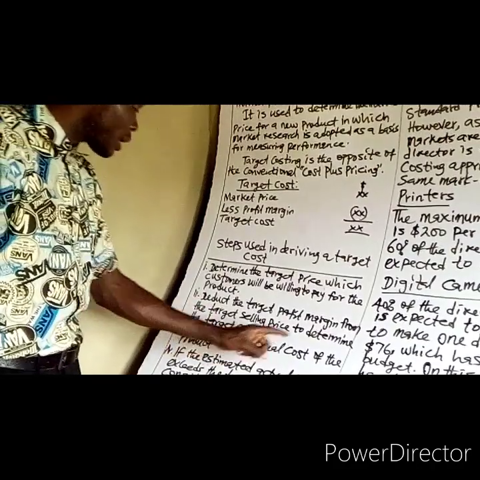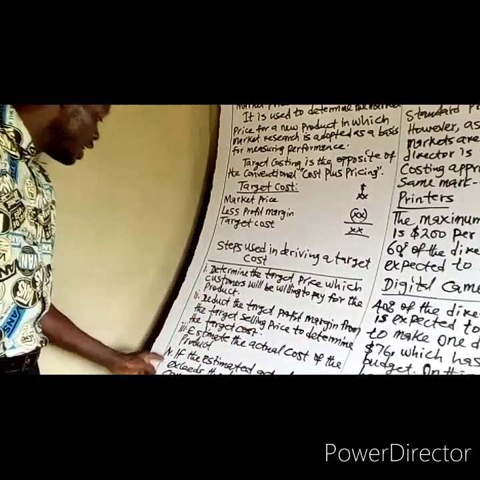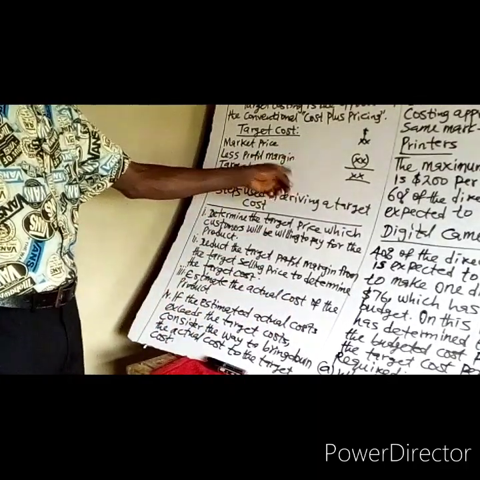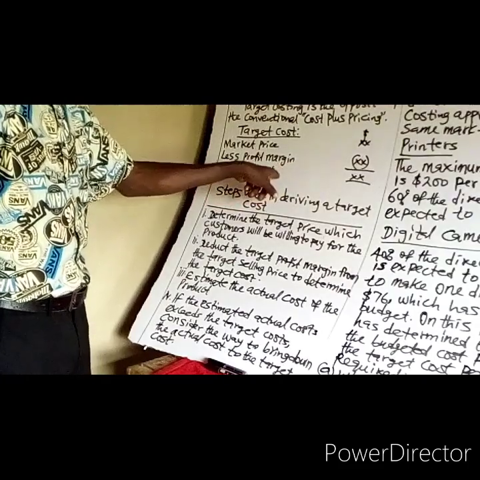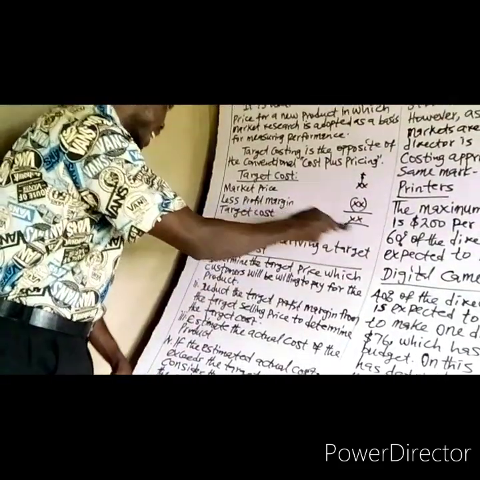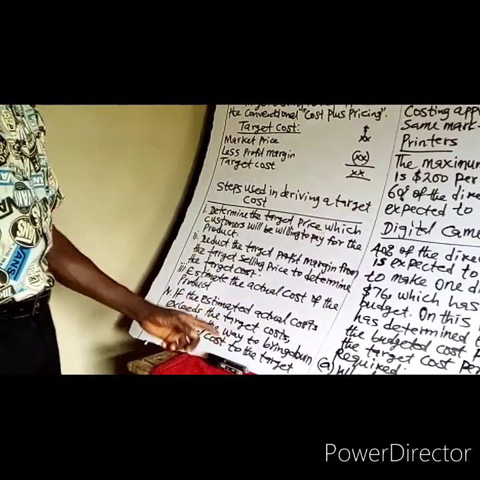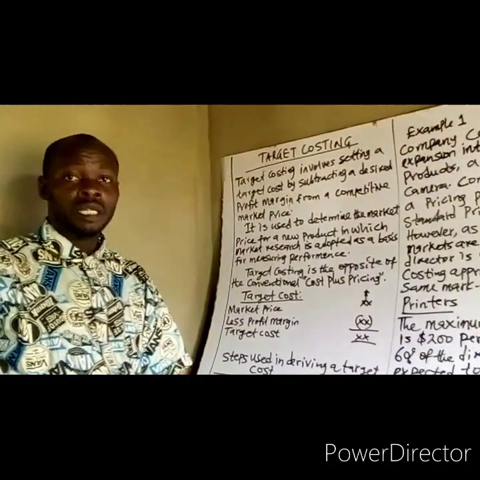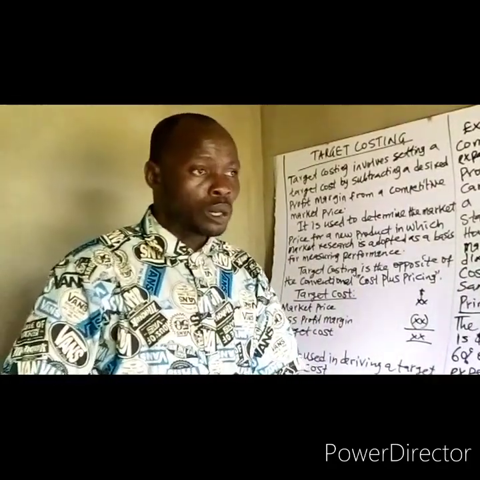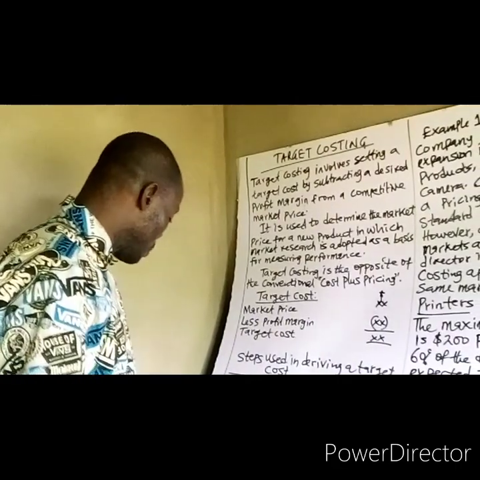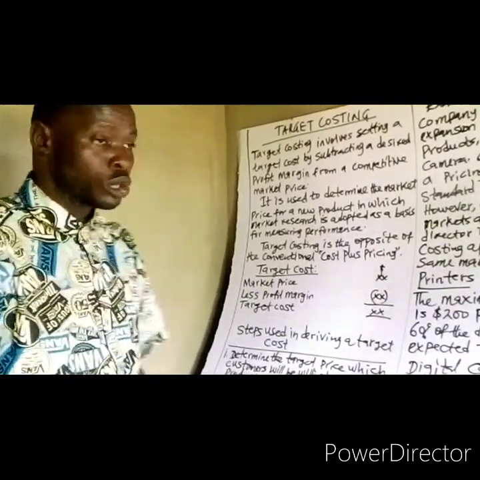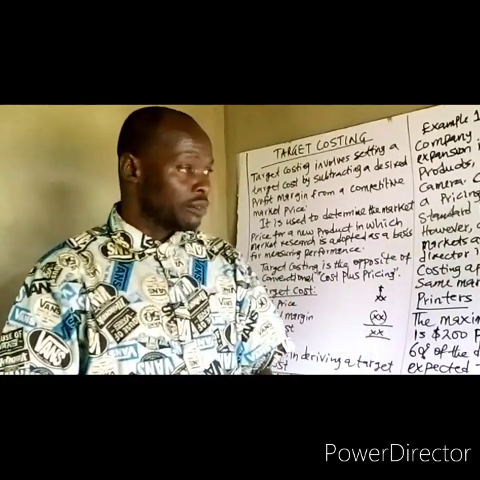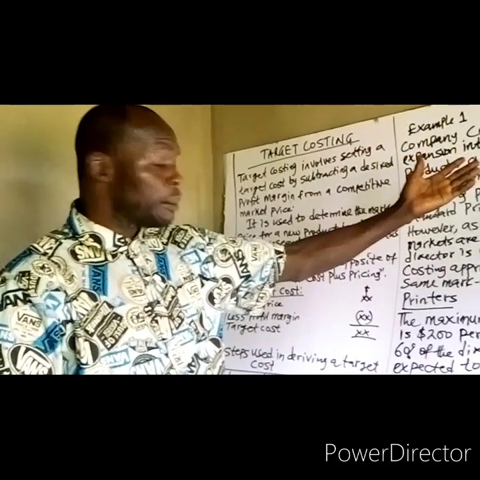You estimate the actual cost of the product, and finally, if the estimated actual cost exceeds the target cost you have obtained here, then consider the way to bring down the actual cost to the target cost. That is, you try to close the target cost gap. Those are the steps for solving problems involving target costing. So we want to take examples.